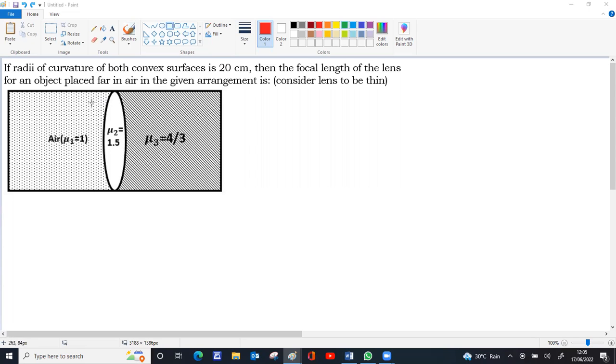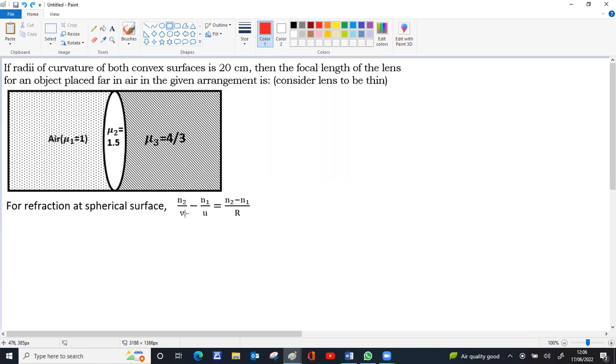The only option is to consider air to glass as one refraction, then glass to water as another refraction. So use the refraction at spherical surface formula 2 times. The image formed by the first surface will act as a virtual object for the second surface. So the refraction at spherical surface formula is N2 by V minus N1 by U equal to N2 minus N1 by R.